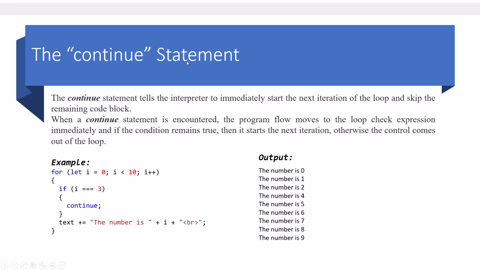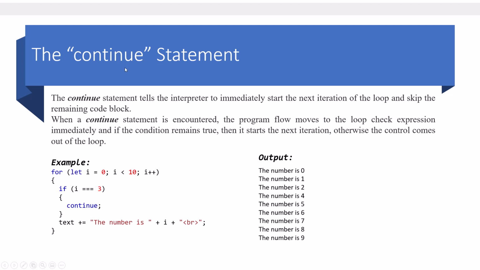Now next is the continue statement. As the name suggests, the continue statement tells the interpreter to immediately start the next iteration of the loop and skip the remaining code block. So there are some situations where we don't want to come out of the loop, but we want to continue with the same loop with the next iteration, only skipping for the given condition.